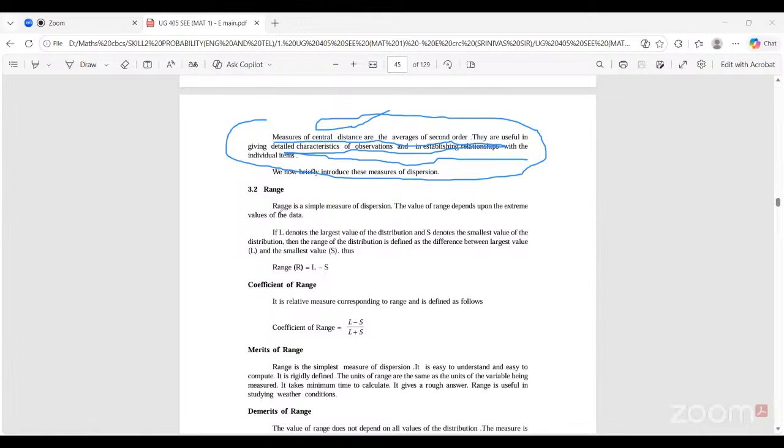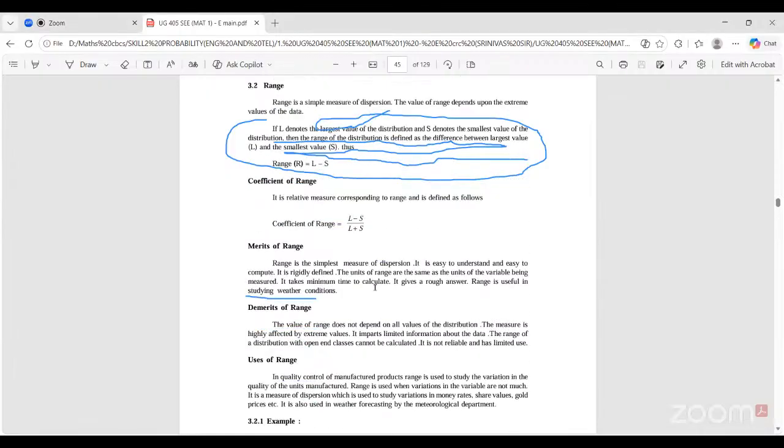Coefficient of range. The coefficient of range we are taking here. The range is L minus S, the largest minus the smallest value. The coefficient of range is L minus S by L plus S. We are writing it here.